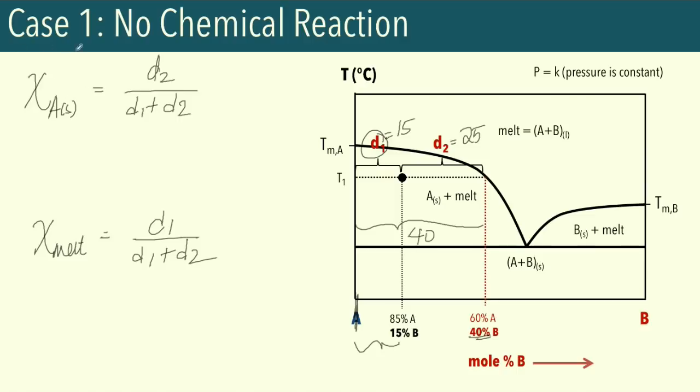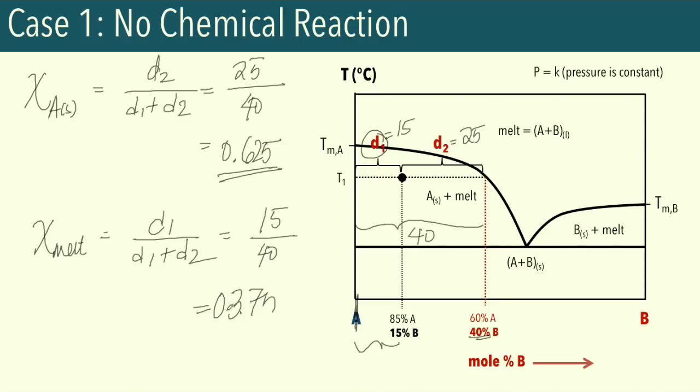The mole fraction of the solution that is in solid phase A is going to be equal to 25 over the total distance, which is 40, so this is equal to 0.625. Overall, the mole fraction that is in the pure solid A phase is 0.625. If we're calculating the mole fraction of the melt, we have D1, that's 15, over the total distance, which is 40. So the mole fraction of our solution in the melt is equal to 0.375. These are the corresponding mole fractions.